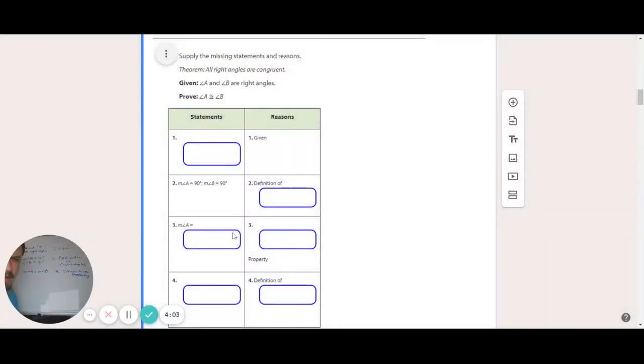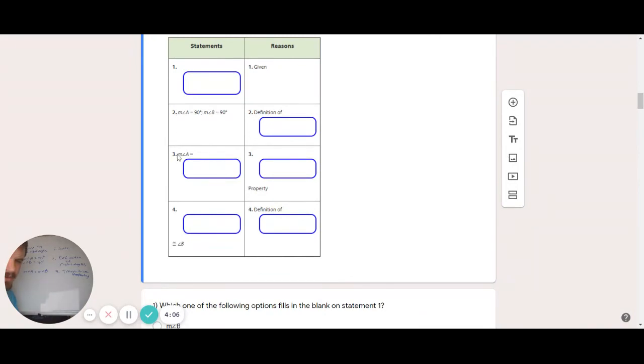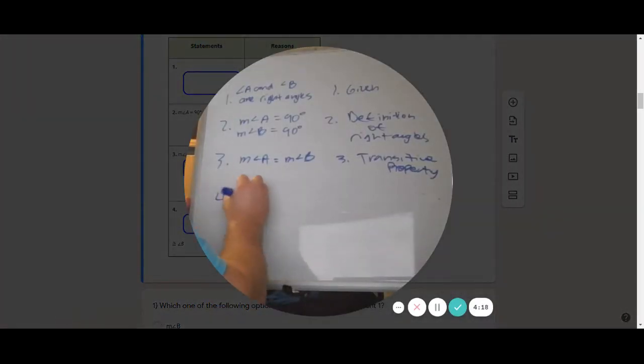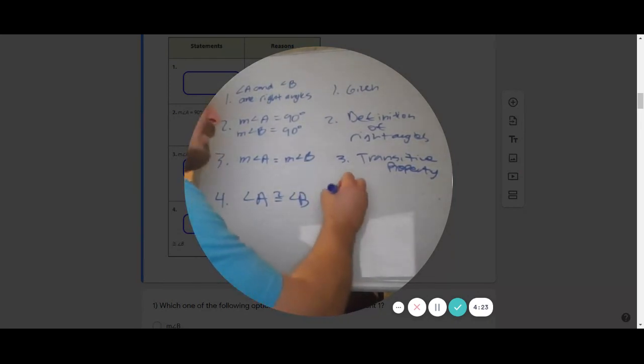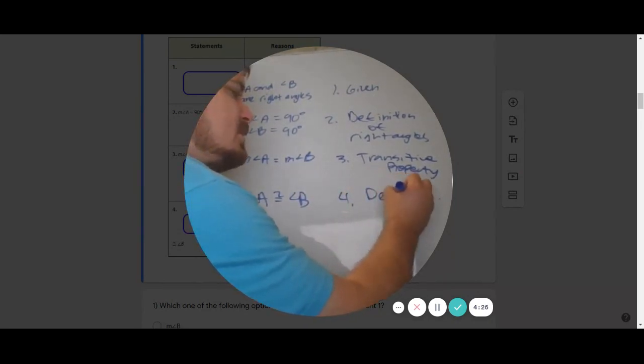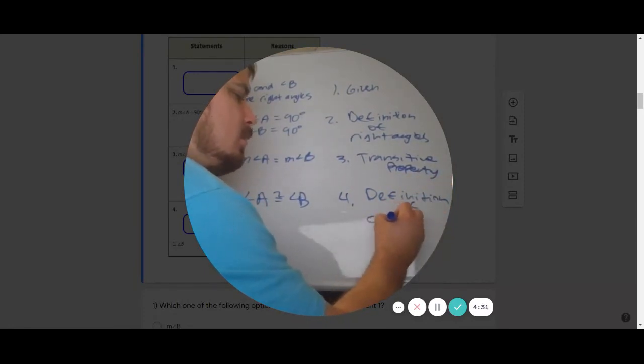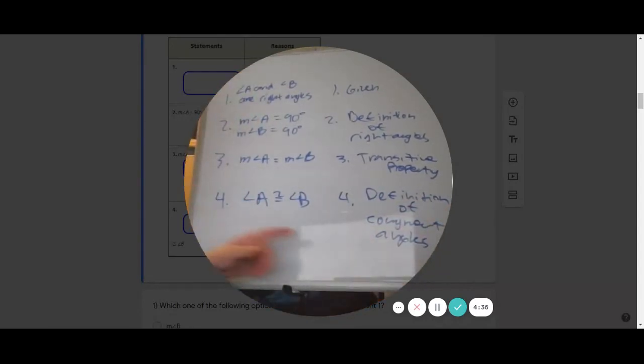All right, and then lastly, we already have measurement of A equals measurement of B. So then what is congruent to B? If measurement A equals measurement B, then what is congruent to B? Well, that would be very simple. It'll just be that angle A is congruent to angle B. Very straightforward. And how do we get to say that? That's the definition of congruent angles. That's what it means to be congruent angles, that they have the same measurement.